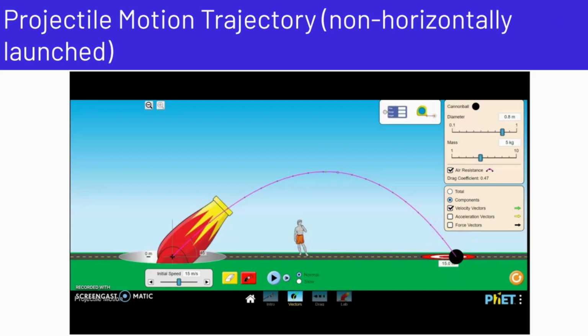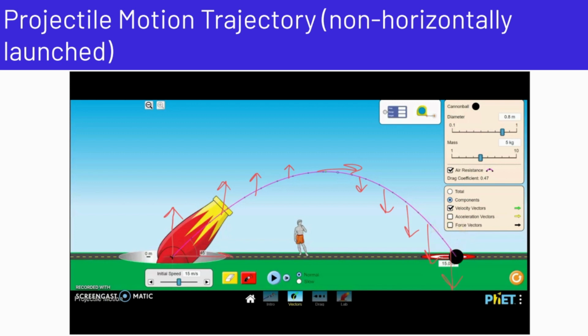All right, and here we're going to look at a trajectory for a projectile that's non-horizontally launched. So here we have an initial vertical velocity as well as an initial horizontal velocity. It starts to go up and then it goes back down again. We start with a big vertical velocity, and the vertical velocity gets smaller as it goes up until it reaches its apex where there's no vertical velocity, only horizontal velocity. And then as it's going, the vertical velocity in the negative direction gets bigger and bigger.